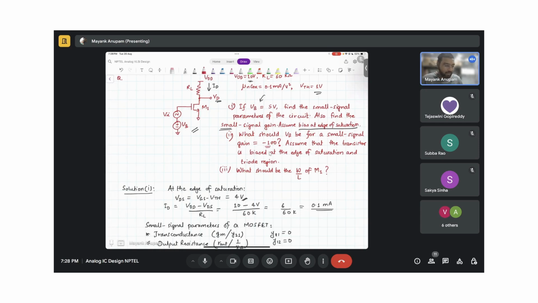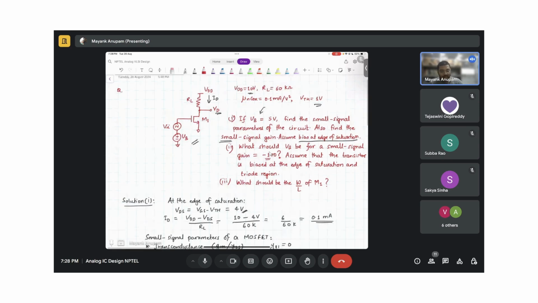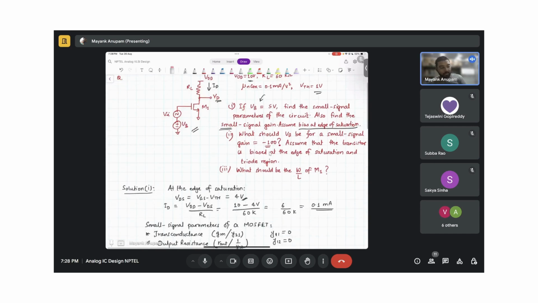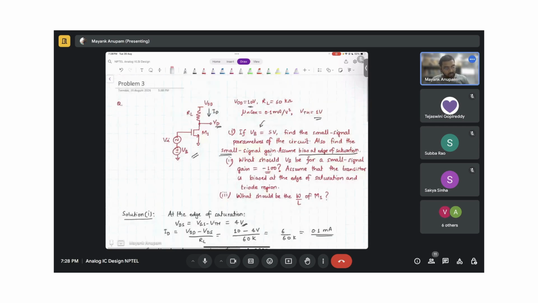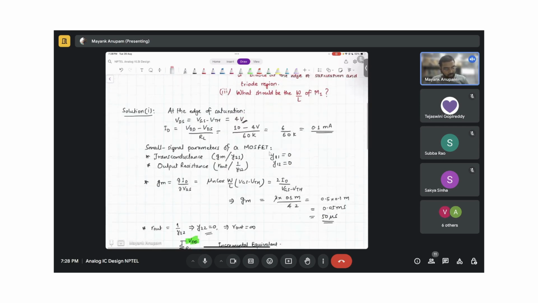Okay, so now let's say I want to increase the gain to -100. But for that I am given a handle. What is the handle here? I can increase or decrease Vb. So the question is, what should Vb be for a small signal gain of -100? Again, we are assuming that the transistor is biased at the edge of saturation. That is the assumption here.